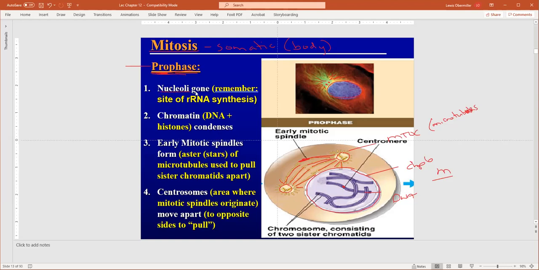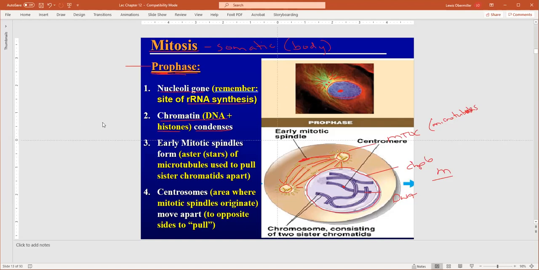The nucleoli are gone. We learned about this in RNA synthesis. Remember, that's a little dark circle in the nucleus, and the reason is because everything is shut down. The chromosomes are condensed, just like rolling up a scroll. No DNA can be read at this time. The chromatin, remember, that's DNA plus histones, condenses.